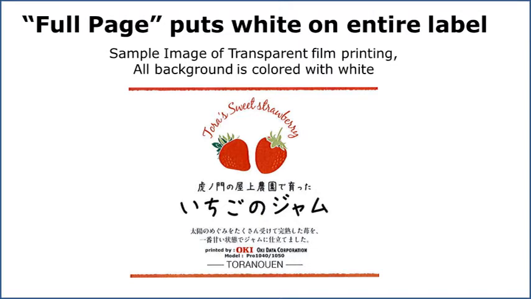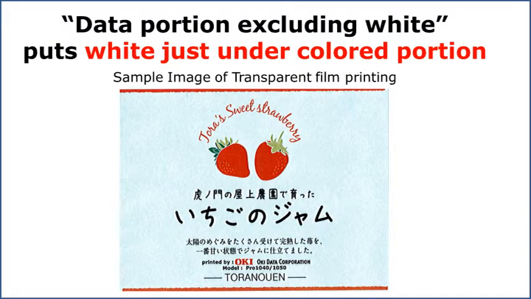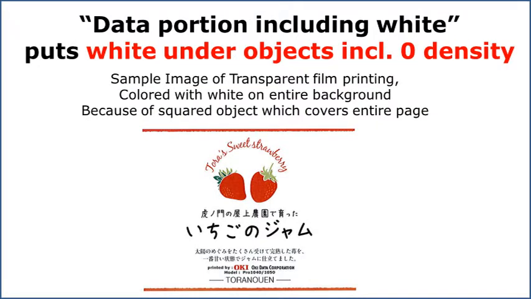Full page means fill the entire page with white toner and put a color image on top of white. Data portion excluding white means fill the portion of CMYK data with white, excluding the CMYK zero density portion, and put CMYK on it. If you put more than zero density of some color, white will be printed underneath. Data portion including white means fill the portion of any density of CMYK data with white. Even if you put a CMYK zero object, white will be put underneath.